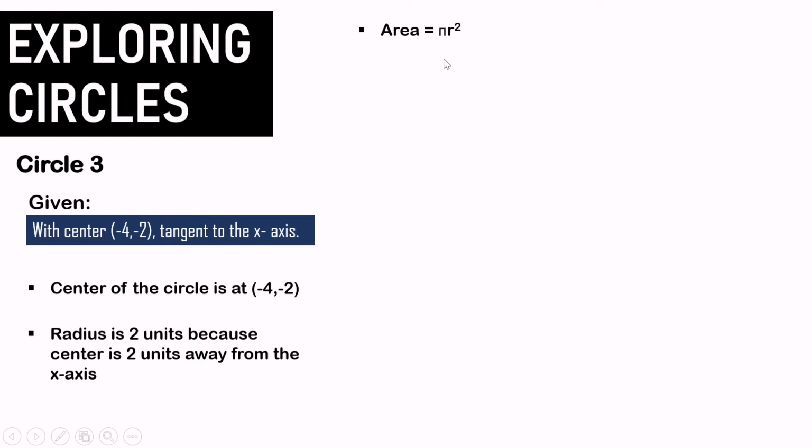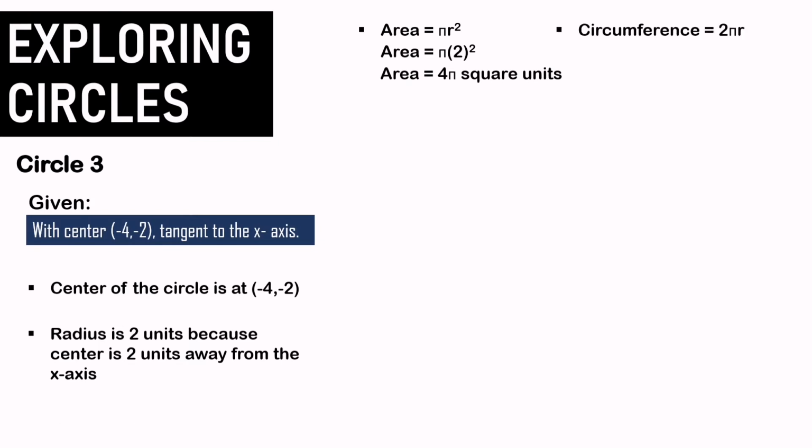So, the area is pi r squared, substituting 2 again. So it becomes pi times 2 squared. So the area becomes 4 pi square units. Circumference is 2 pi r. So it becomes 2 pi times 2. Circumference now is 4 pi units.